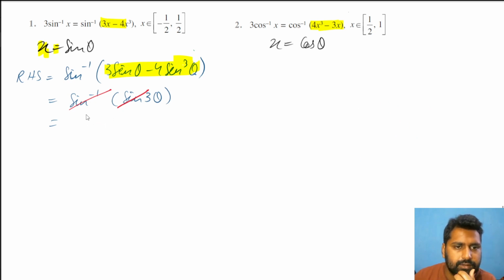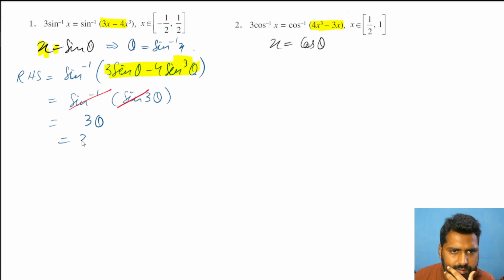So the answer here is 3 theta, but we were solving for x. So if x is sine theta, what is theta? Take sine to the other side, it becomes sine inverse x. So this becomes 3 sine inverse x.